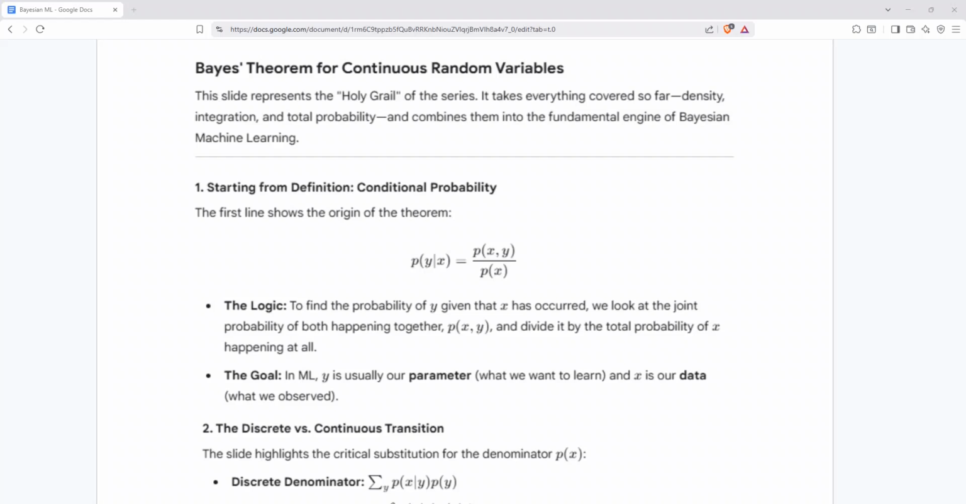We'll start from the basic definition of conditional probability. This formula here. This is very straightforward. If we want to know the probability of y given x, we take the probability of both happening together and divide it by the probability of x. So in machine learning terms, y is exactly what we want to learn, that is the parameter, and x is what we observe, that is the data. So the goal is, given the data x, what should we believe about y?